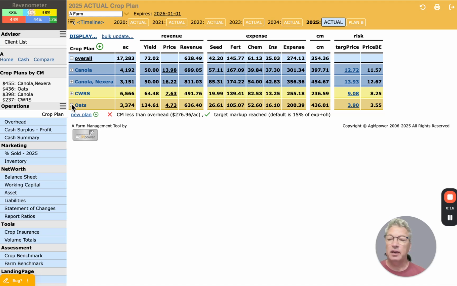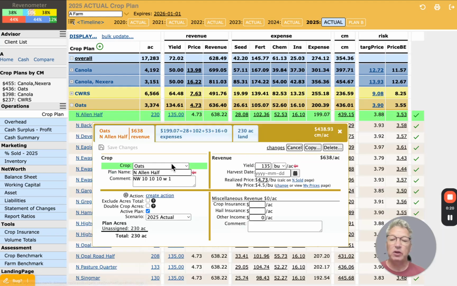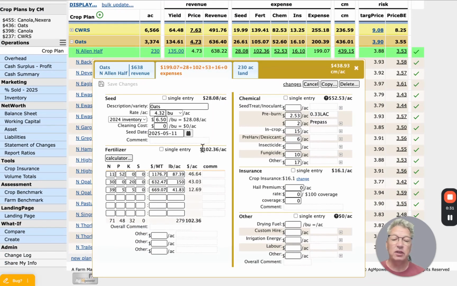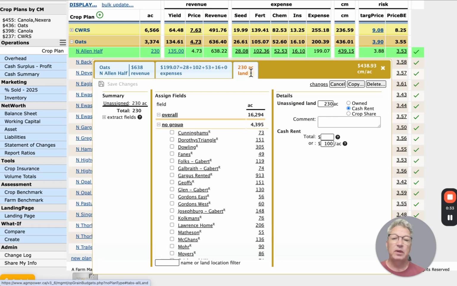At the detail level, you're going to put in what crop you're growing, the yields, and the prices are going to be calculated from your contracts and the futures market. You're going to need to put in your seed, fertilizer, chemical, insurance, and other expenses. And how much of each crop you're going to grow, whether you do it with unassigned acres or if you assign acres to your crops.